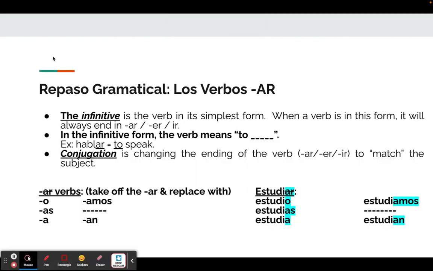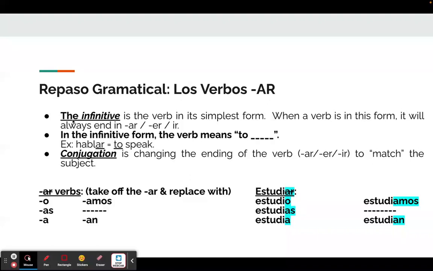Hola, clase. In this short video, I'm going to do a quick review of los verbos de ar. Okay? So, first, remember that we have three categories of verbs. See? So, the first is that we have the infinitive, is the verb in its simplest form.